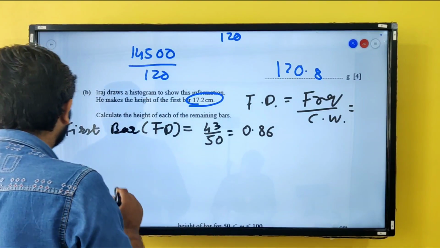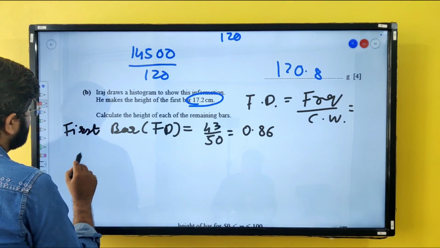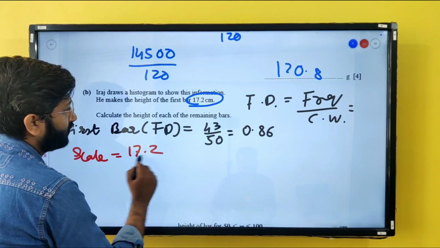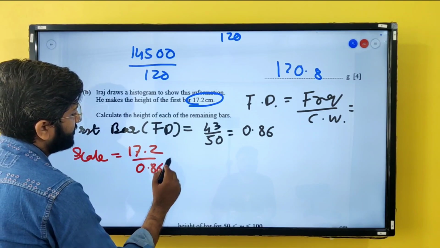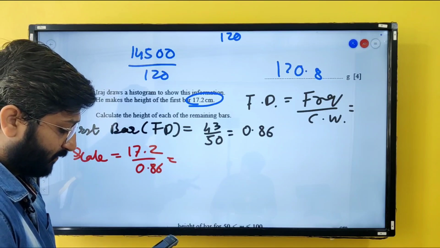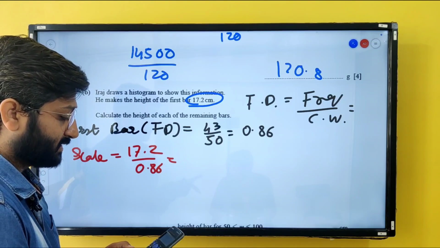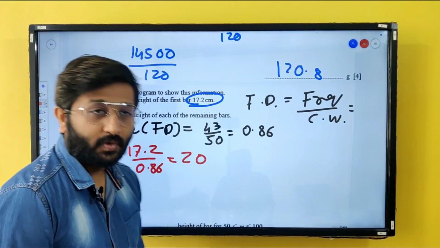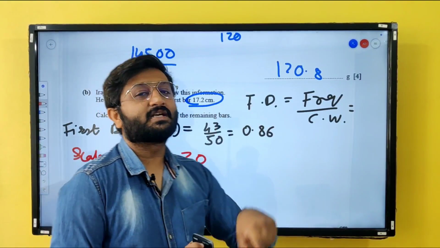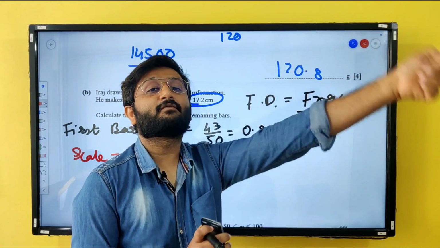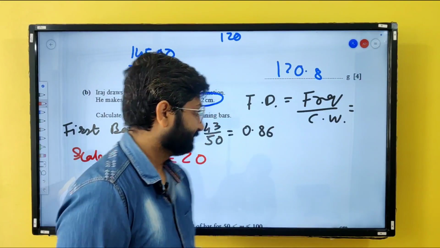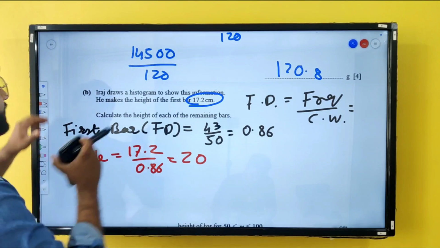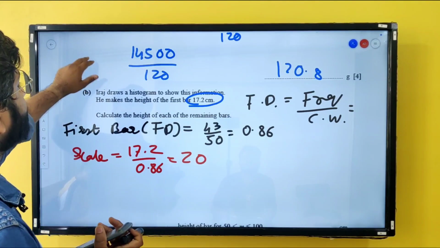Now what is the scale factor here? Let me just find it out. Let us divide 17.2 by 0.86. So 17.2 divided by 0.86 gives 20. So whatever frequency density we get, we multiply it with 20 and we'll get the height. Right. So let us find out the frequency density for the rest of the bars.